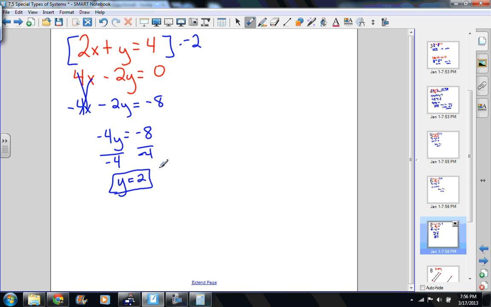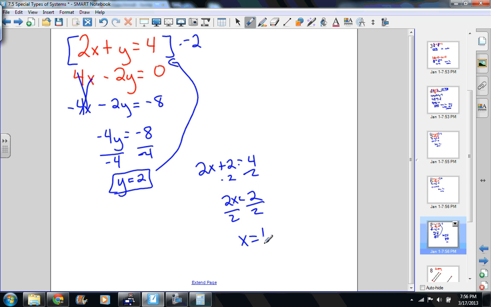And then I just plug it back into the equation. So this was not a special case. This is just a regular case. 2x plus 2 equals 4. Subtract 2. 2x equals 2. Divide by 2. x equals 1. So my answer is (1, 2). That's where they intersect. Okay?